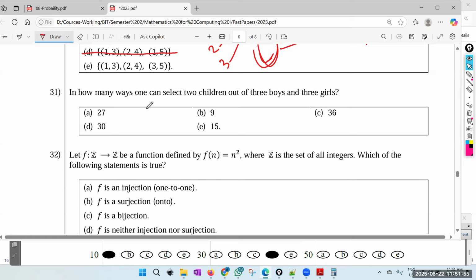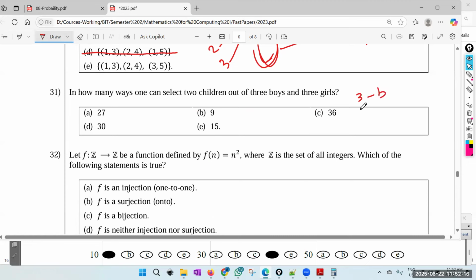In how many ways can one select 2 children out of 3 boys and 3 girls? These are textbook questions. So we have 2 children. We have 3 boys.